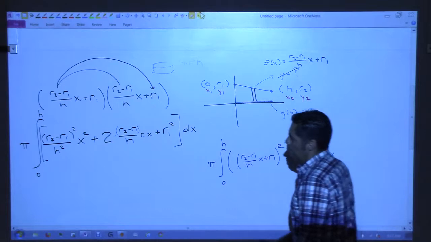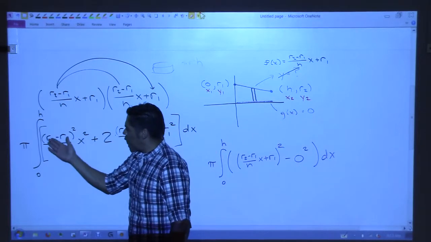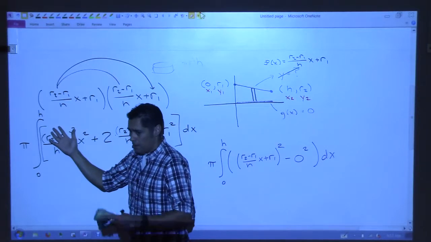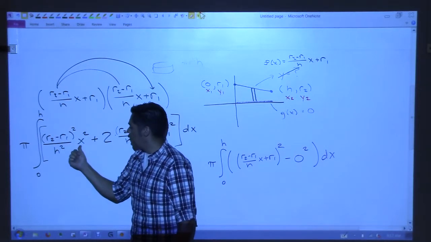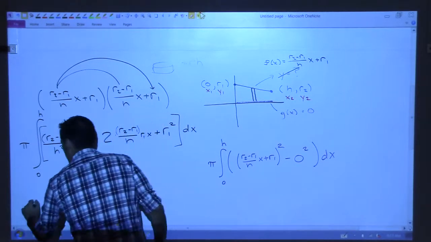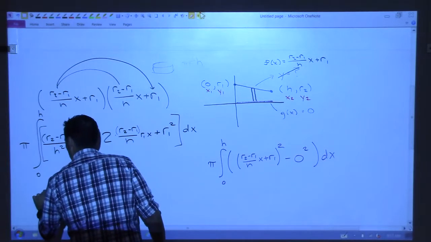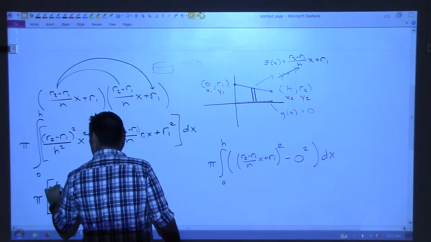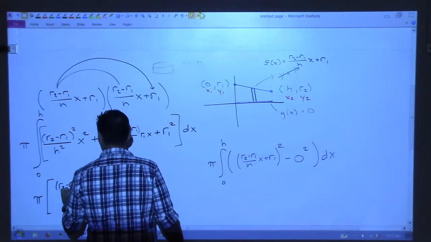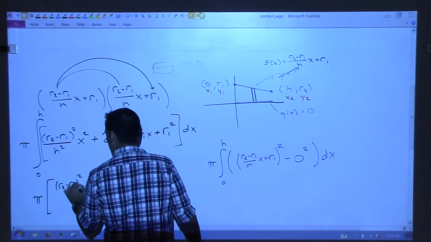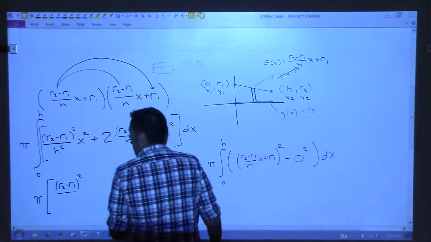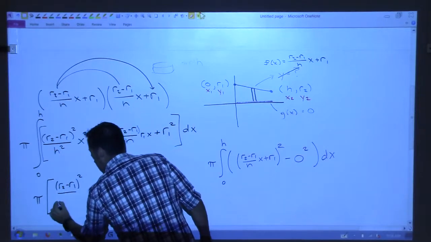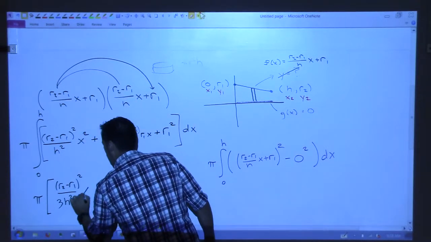Integration. Like I said, this looks horrific, but really this is a number, right? This is just a constant, so I'm just going to bring it for the ride. When I take the antiderivative, all I have to do is integrate that. So this is going to be pi, and then I'm doing the antiderivative now, so it's all of that constant, (r2 minus r1) squared over, this is going to be 1/3 x cubed, right? So that 3, I'm going to put it here next to the h squared, x cubed.